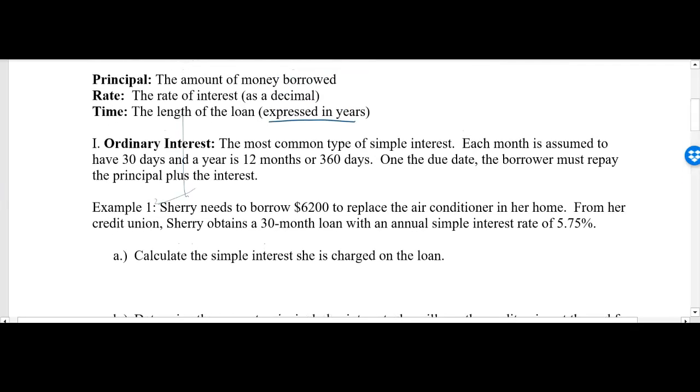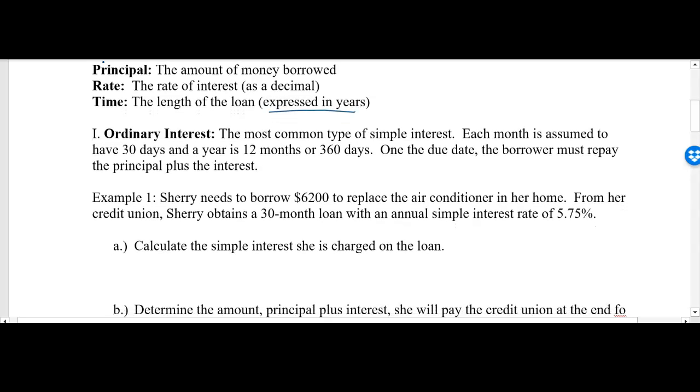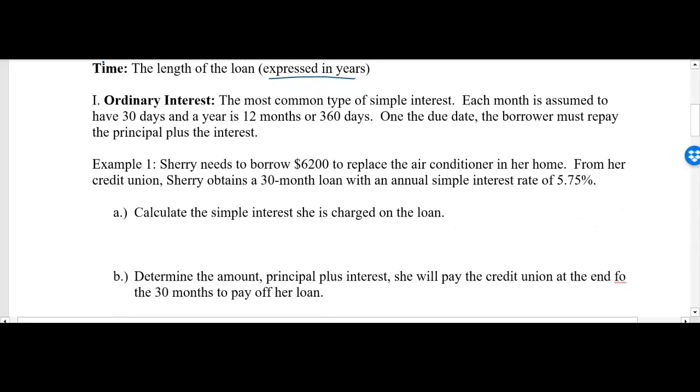Now here we're going to talk about ordinary interest. With ordinary interest, we are looking at the most common type of simple interest. And basically each month we assume to be about 30 days and a year would be 12 months, which averages, if we're just talking about averaging, 360 days. On the due date, the borrower must repay the principal plus the interest.